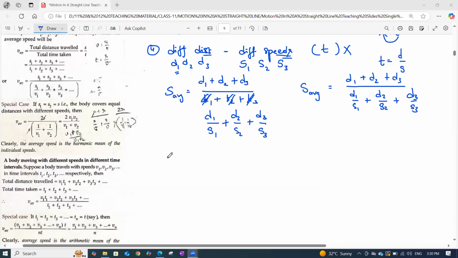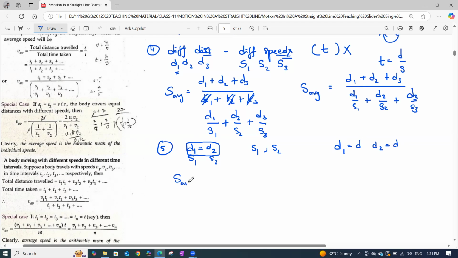Now another condition. Consider a body is traveling equal distances. Consider d1 is nothing but d2. So it is traveling equal distances, but at the same time it is going with different speeds, speed s1 and another speed s2. It travels d1 distance with s1 speed and d2 distance with s2 speed, but the condition is d1 is equal to d2. So d1 you can mention as d, and d2 also as d. Two same distances.